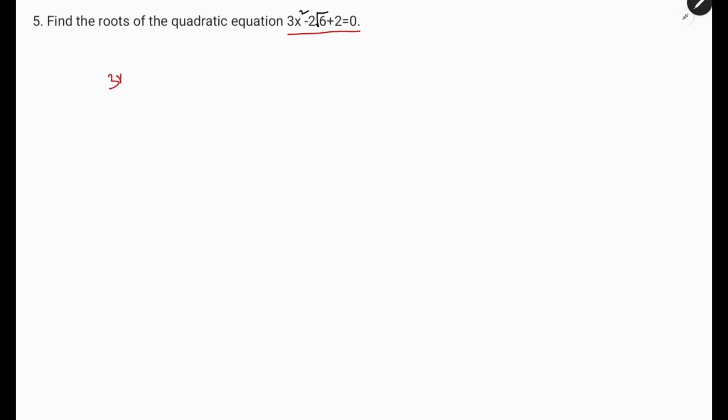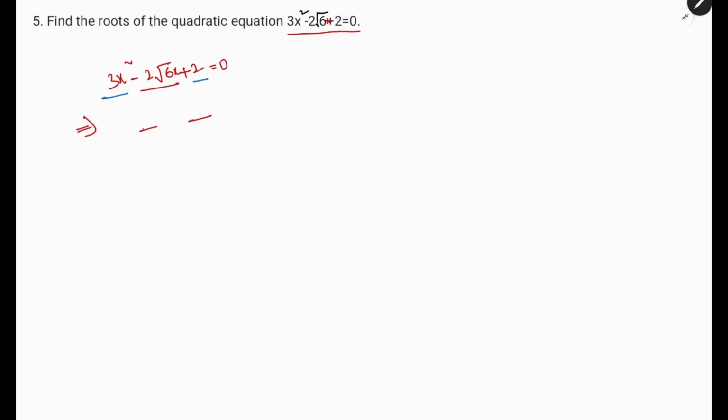See, this is the equation 3x square minus 2 root 6 x plus 2 equal to 0. Here this term, minus 2 root 6 x, should be split in such a way that the product of these two terms should be equal to the product of these two terms.